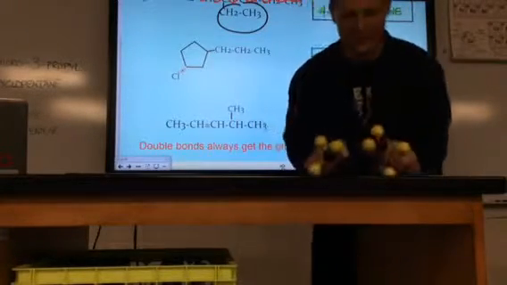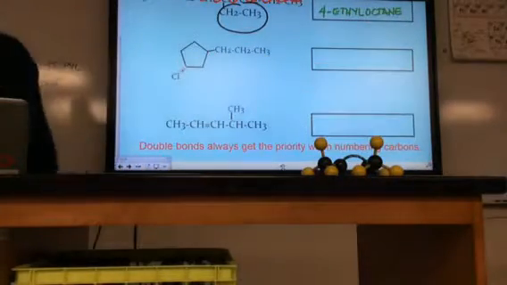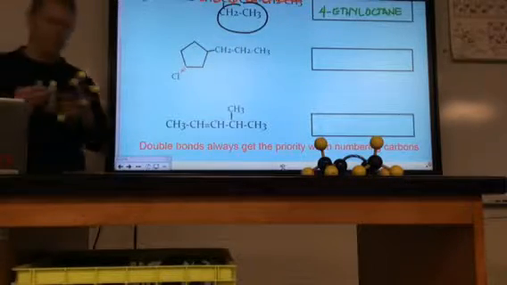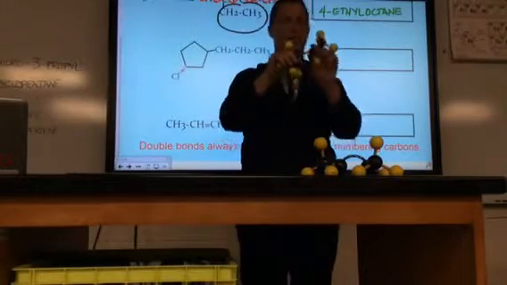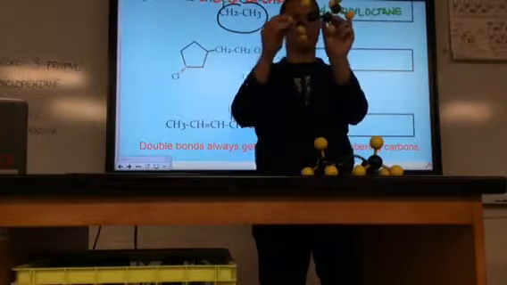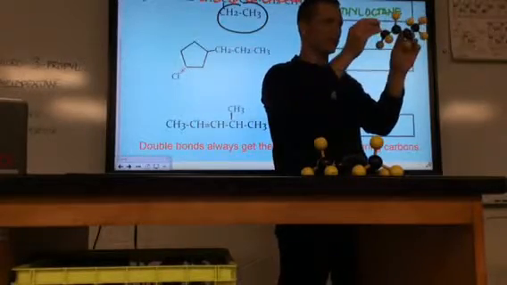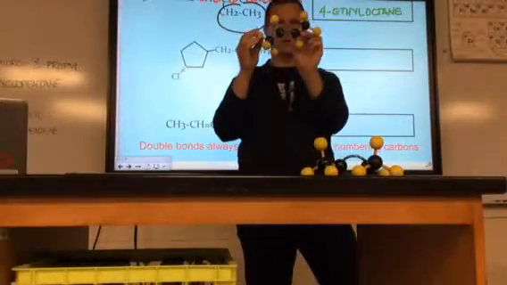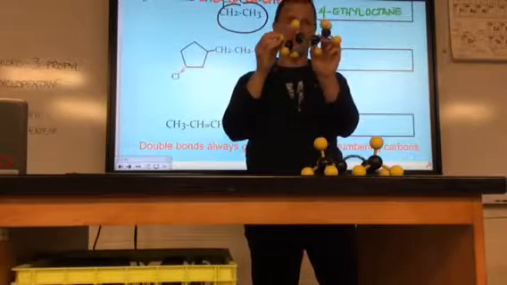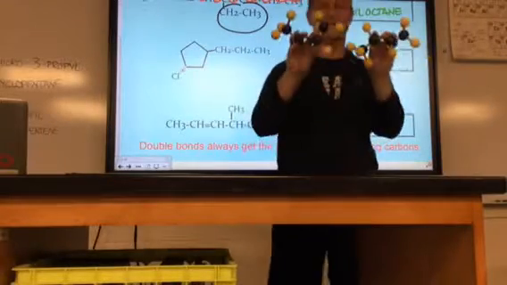All right, I'm going to leave that. Grab this one. And I want to show you this compound. What is the name of this compound? 4 carbons, double bond between numbers 2 and 3. What's this one called? 2-butene. Also called 2-butene.